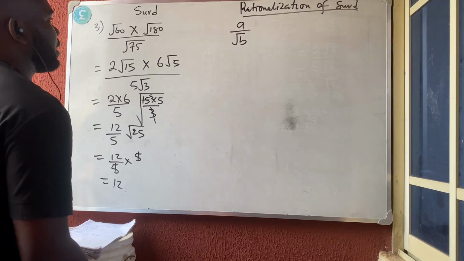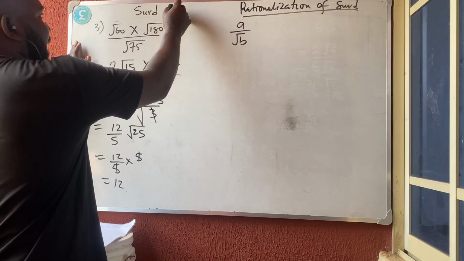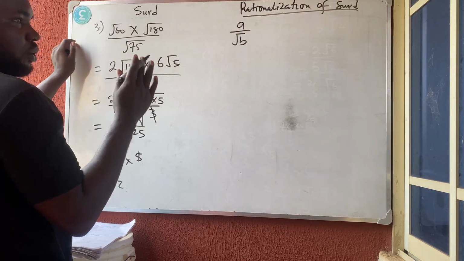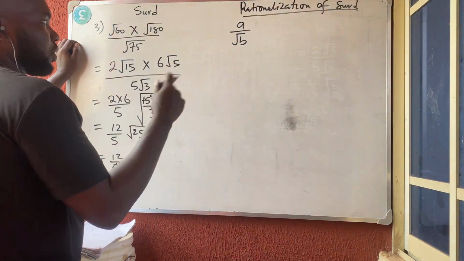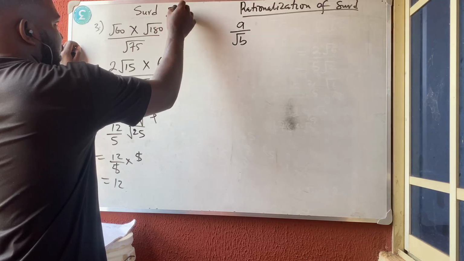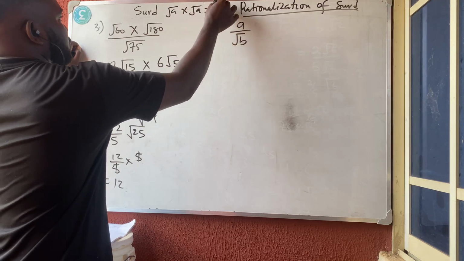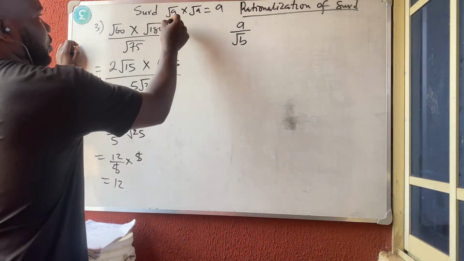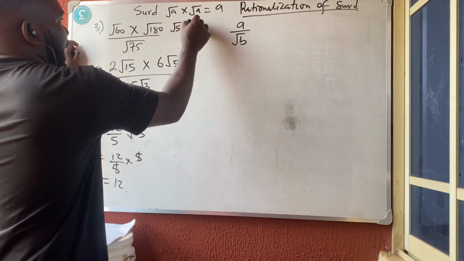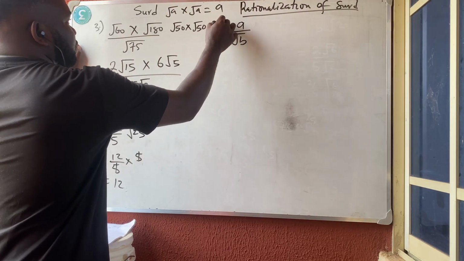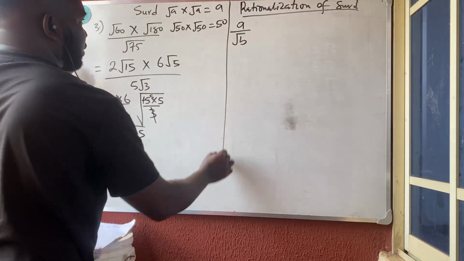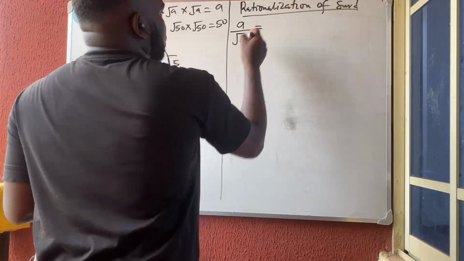Now, I forgot to tell you that in a multiplication of surds, if they are like terms, when they multiply each other, the surd disappears. What do I mean? Root A times root A is just A, the surd disappearing. Root 50 times root 50 is just 50 without the root. So please take note of that. Very important.